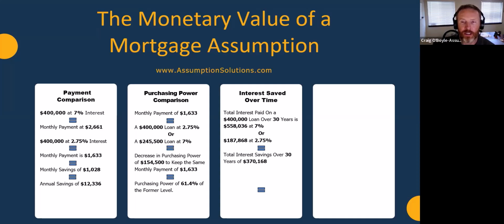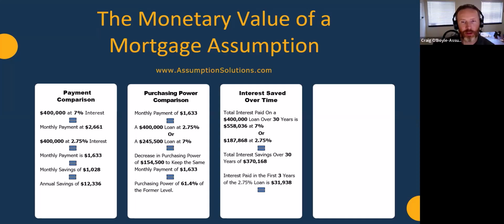That's a total interest savings, if you got that low rate over 30 years, of over $370,000 versus if you get that loan at the high rate. That is a humongous amount of money.